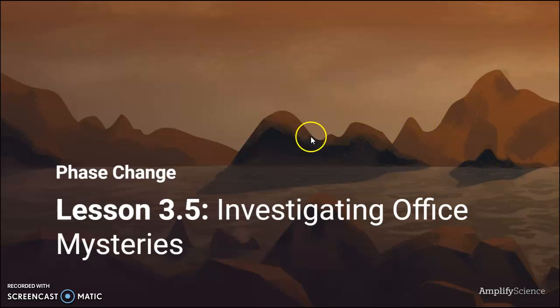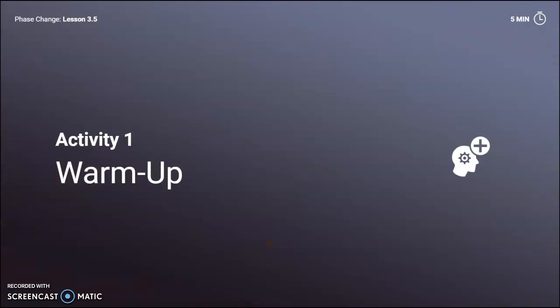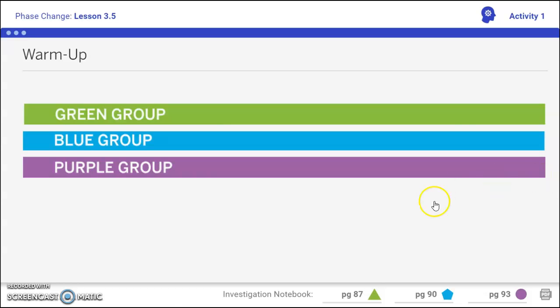Well, hello, lovely students. We are on Phase Changes Lesson 3.5, Investigating Office Mysteries. So we're going to keep on moving on. And in this lesson, we are going to be completing parts 1 through 4. And yes, the 4 is a homework activity, but we are doing that as part of our lesson today. So let's go ahead and jump into the warm-up.